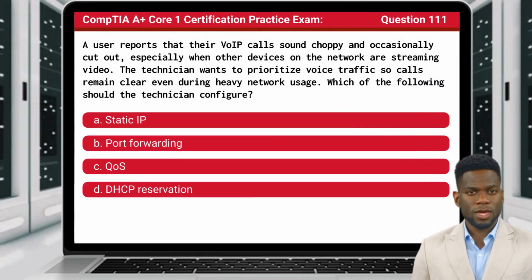Question 111. A user reports that their voice over IP calls sound choppy and occasionally cut out, especially when other devices on the network are streaming video. The technician wants to prioritize voice traffic so calls remain clear even during heavy network usage. Which of the following should the technician configure?